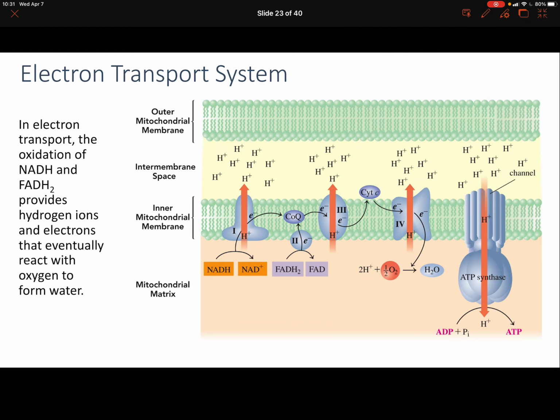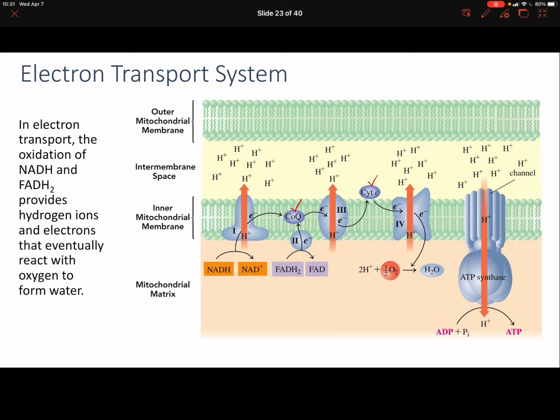Now, there are also 2 electron carriers on top of the 5 protein complexes. There is coenzyme Q, and cytochrome C. And these guys, similar to these proteins, are going to have some sort of metal that lets them be oxidized and reduced. These guys also attach to the inner membrane of our mitochondria.